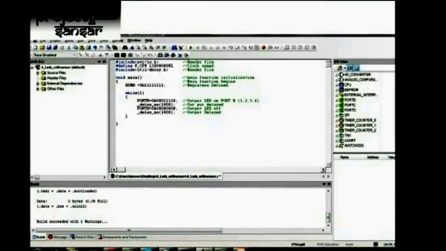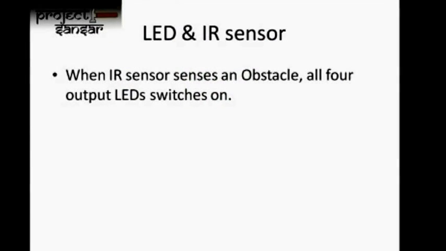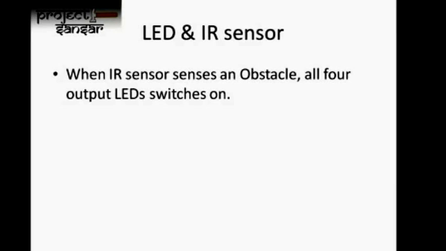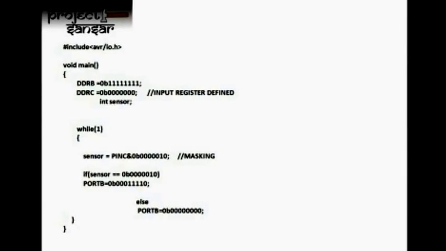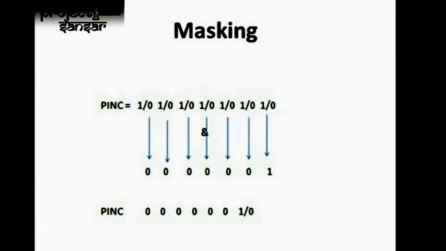This is how it would look in an IDE. Okay, our next purpose of this lab is that we are integrating an input and an output. When the IR sensor senses an obstacle, the LEDs switch on. But before we go to this program, you need to know a concept known as masking.